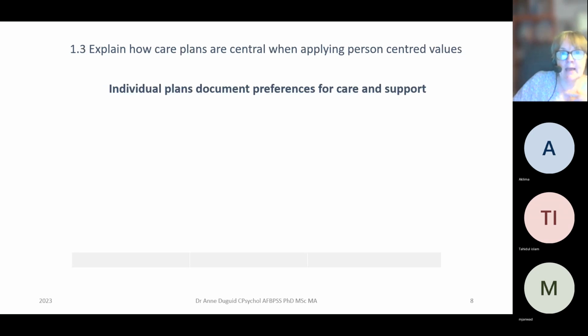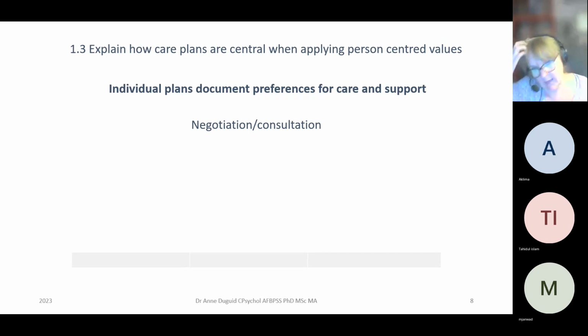Okay, so planning the individual plan. We've got these values, these perspectives and lenses that we need to be using at every part of the decision making and planning process. But then we have to put it down. So when we're doing it, how do we get there?